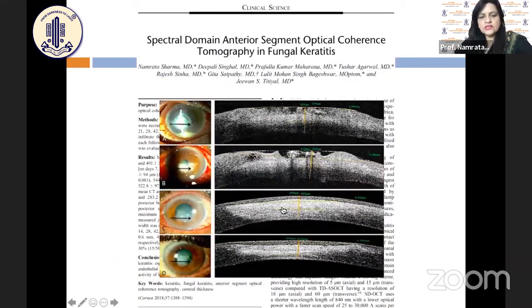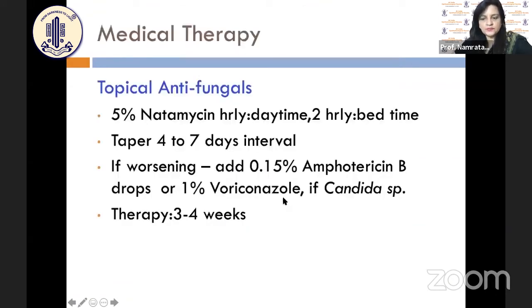Now, this was a thesis which was done at our center, spectral domain anterior segment OCT in fungal keratitis, where we looked at the activity of fungal keratitis. So actually, on the anterior segment OCT itself, you can pick up the features, and we classified what the active features on anterior segment OCT are, and correlated them with the clinical picture.